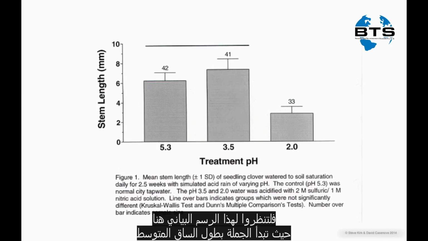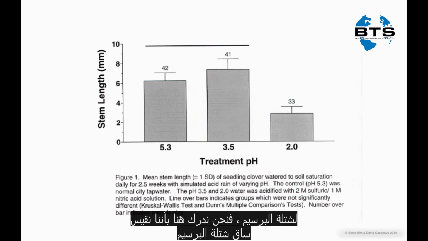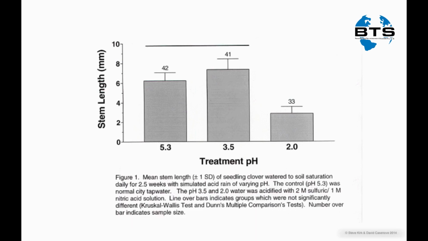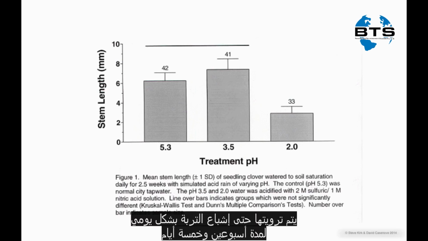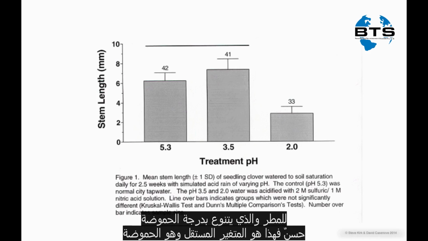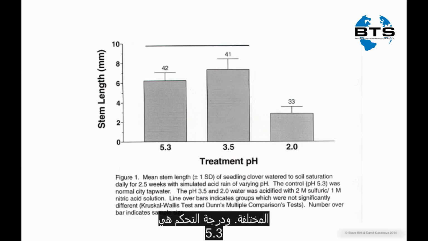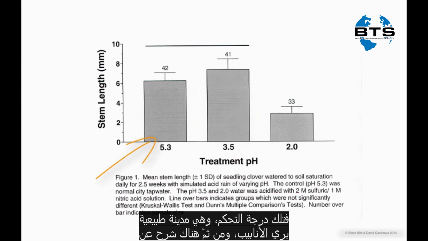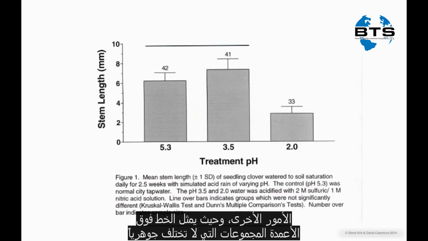It starts by saying mean stem length of seedling clover, so we know that we're measuring the stem length of clovers. Water to soil saturation daily for 2.5 weeks, so now we know what the treatment was, or how they did the experiment, with simulated acid rain of varying pH. Okay, so that's our independent variable, different pH. The control, pH 5.3, okay, so that's the control group, was normal city tap water, and it tells you the pH 3.5 and 2.0 water and how they made that.